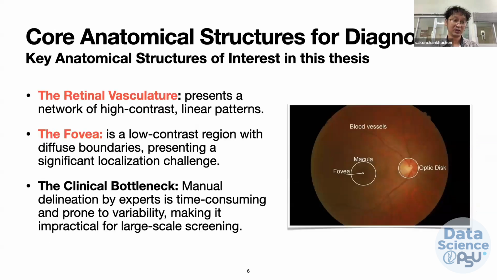In the thesis, we focus on two key anatomical structures. First, the retinal vasculature, which is the network of blood vessels. Second, the fovea, a small depression in the retina that is responsible for our sharpest vision. Manually outlining these structures is a time-consuming and subjective process, which makes it a bottleneck for large-scale screening.